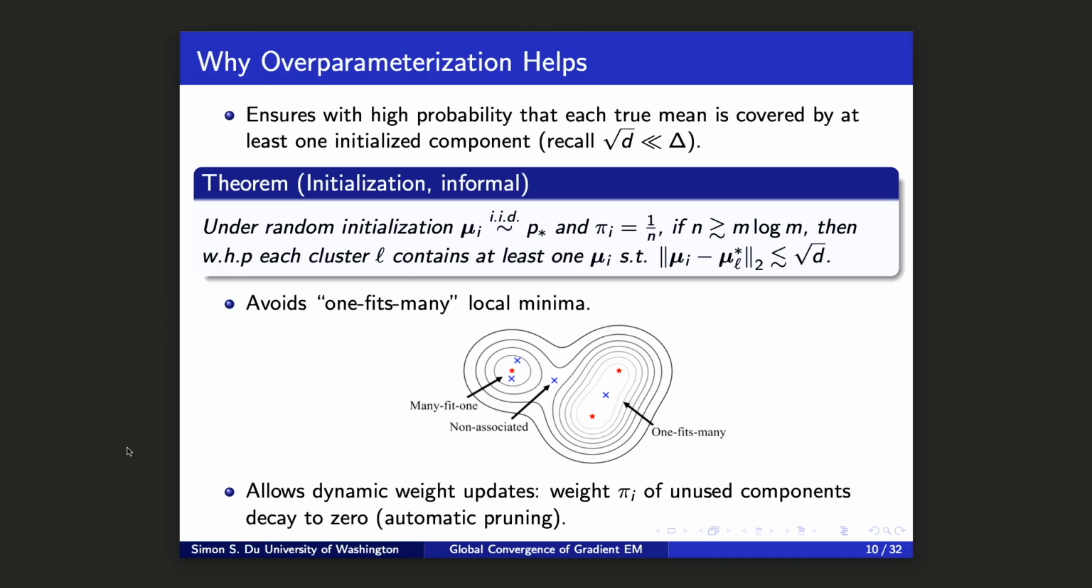Another aspect, which is different from prior work: in many prior works, they don't update the pi, because in the exact parameterization they just set the pi to be the ground truth, or all of them are 1 over m. But here, because we are in the over-parameterization regime, we do need to update this pi. For example, the pi for this one may converge to 0 if its mu does not converge to any of the ground truths. This is a phenomenon we observe, and you can observe it in simulation as well.